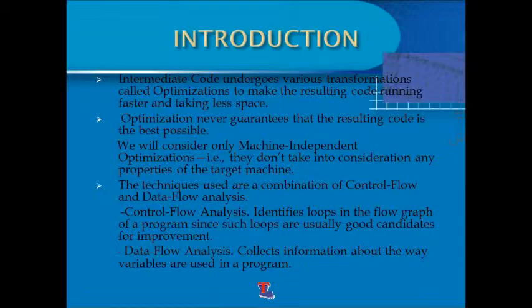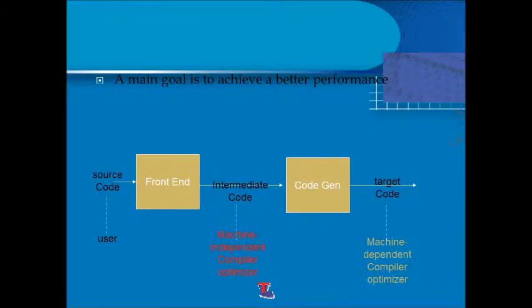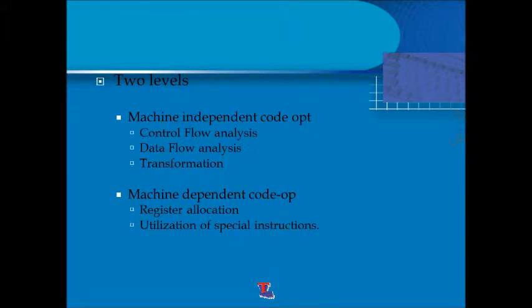Control flow analysis identifies loops in the flow graph of a program, and data flow analysis collects information about the way variables are used in a program. A main goal is to achieve better performance. You can see the diagram below, which shows the source code as the front end, intermediate code as the code generator, and the target code. Intermediate code is machine independent and target code is machine dependent.